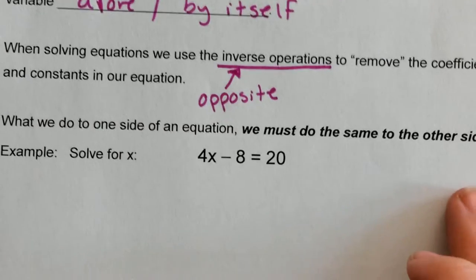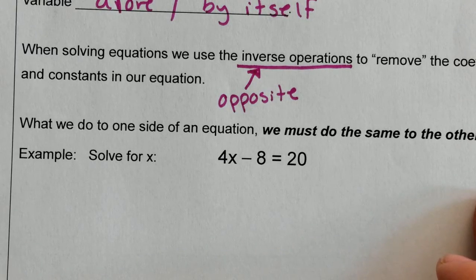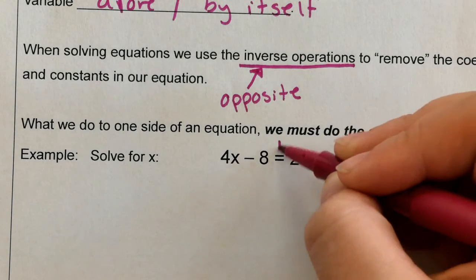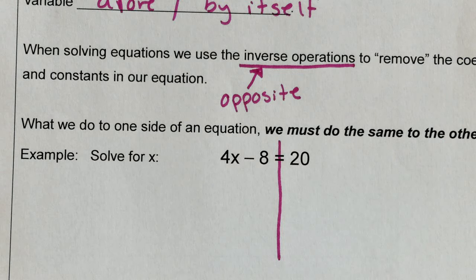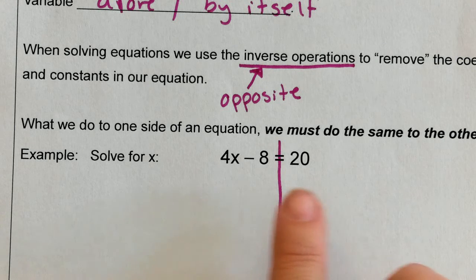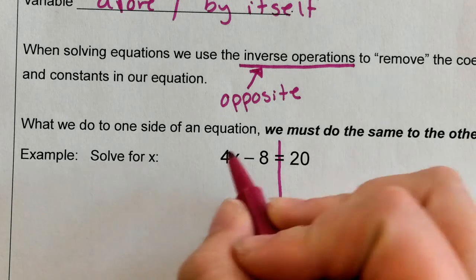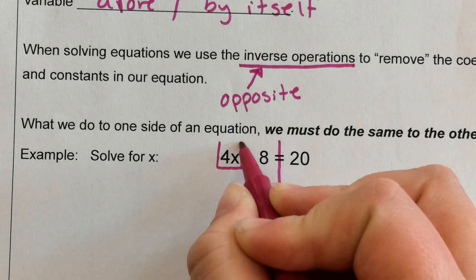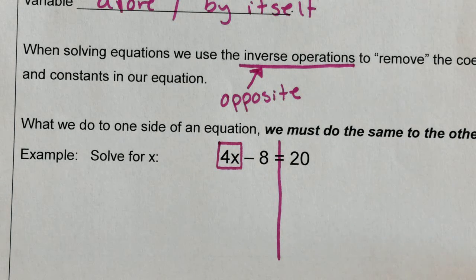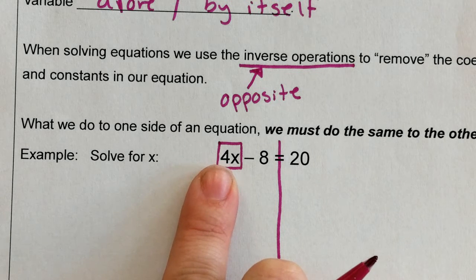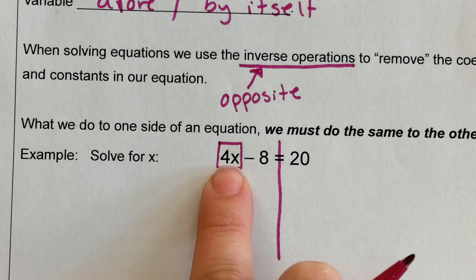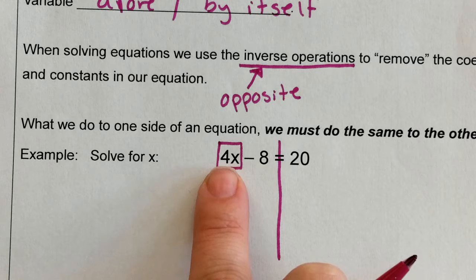We are asked to solve this for x. So the first thing that I'm going to do, and I know you've been taught to do this by other teachers, is to draw a line down the middle. Now that creates our two sides. The other thing is we're going to put this in a box. That 4x is what we're going to do in our second step. We're going to save that for later.